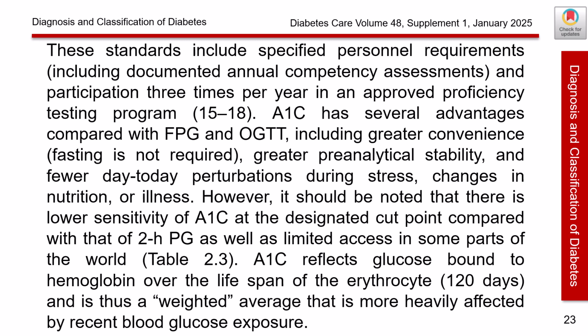The glycated hemoglobin reflects glucose bound to hemoglobin over the lifespan of the erythrocyte, 120 days, and is thus a weighted average that is more heavily affected by recent blood glucose exposure.